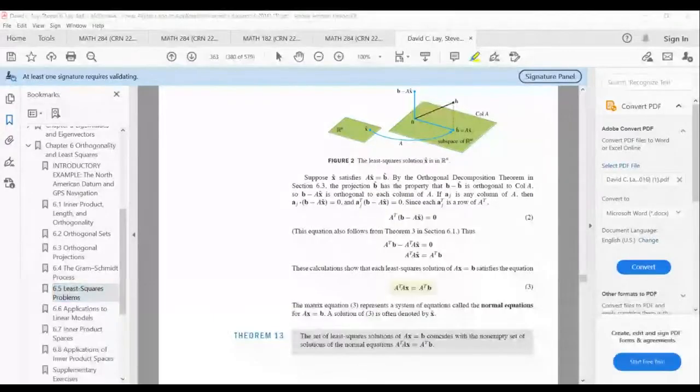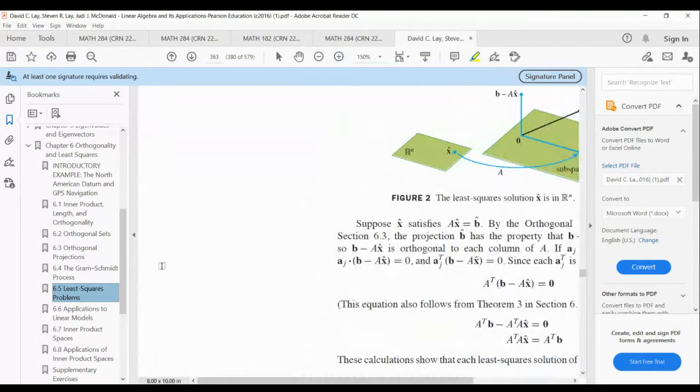So on that note, let me get 6.5 up here and bring up Theorem 13. Okay, now let me go ahead and share again. Okay, so Theorem 13 here. One moment.